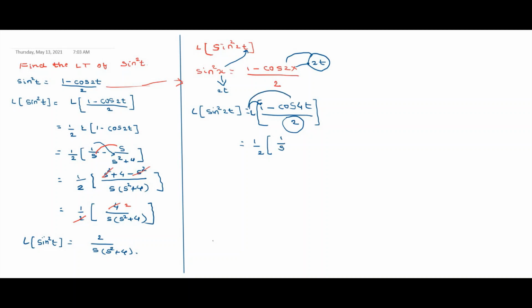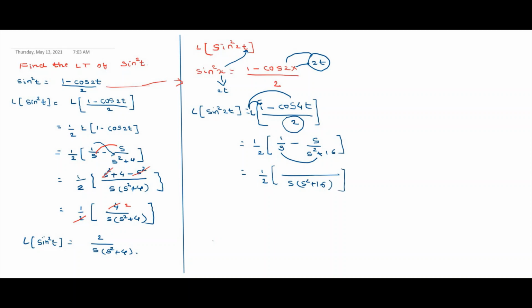And the Laplace transform of cos 4t, first I will write the minus sign as it is. Cos gives s divided by s square plus a square. The a value is 4, so 4 square is 16. So s divided by s square plus 16. Write 1 divided by 2 into the bracket. If you take the LCM, the LCM is s into s square plus 16.